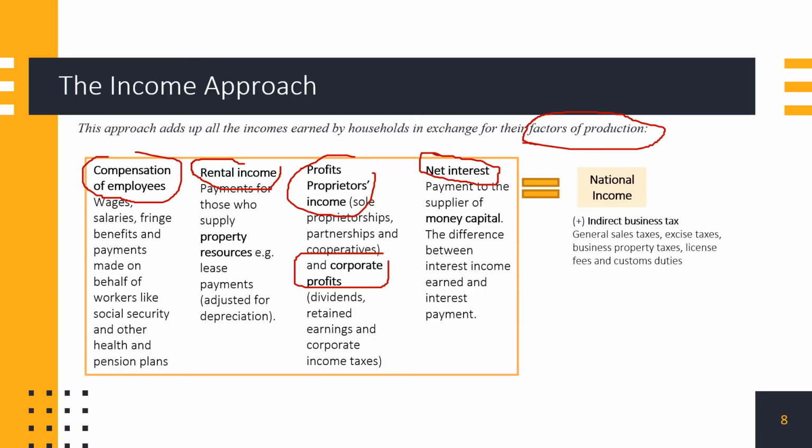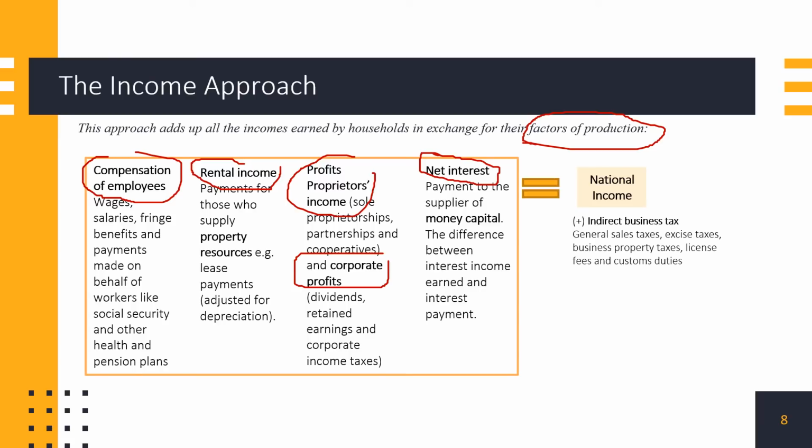The first adjustment is that to the national income, we have to add indirect business taxes, such as sales tax, excise tax, business property taxes, license fees, and customs duties. Why must we add these indirect business taxes? Because they are income to the government. As long as it is income to the four categories of resource providers, you have to add it in the calculation of GDP. In the textbook, it is called taxes on production and imports, so read up on that.